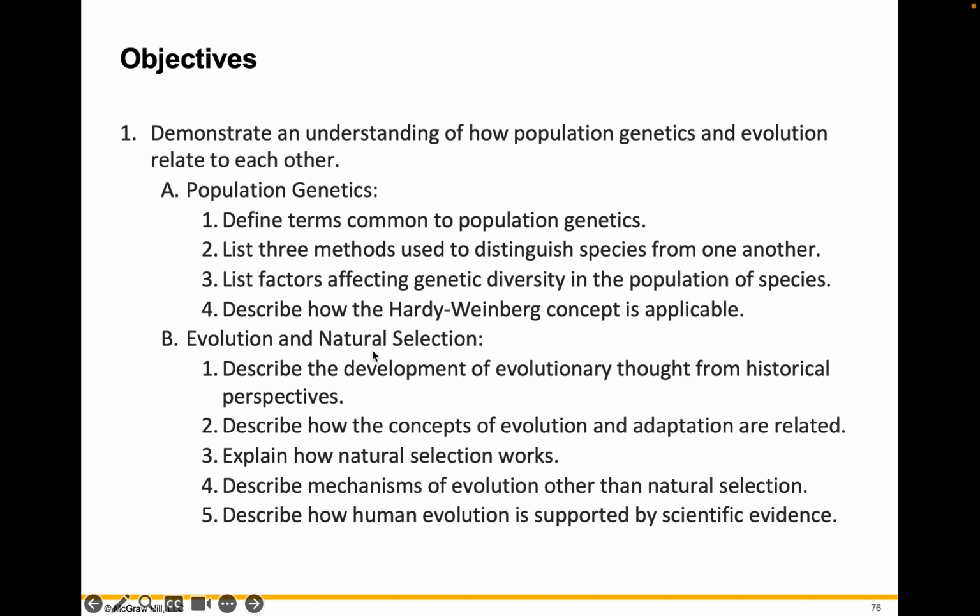For evolution and natural selection, you should be able to describe the development of evolutionary thought from historical perspectives. Describe how the concepts of evolution and adaptation are related. Explain how natural selection works. Describe the mechanisms of evolution other than natural selection. And we'll address number 5 in lab and talk about our own evolutionary histories in the lab.